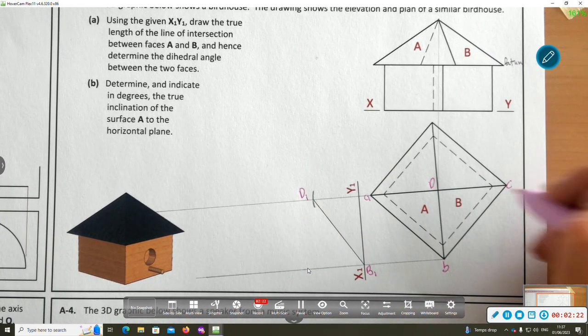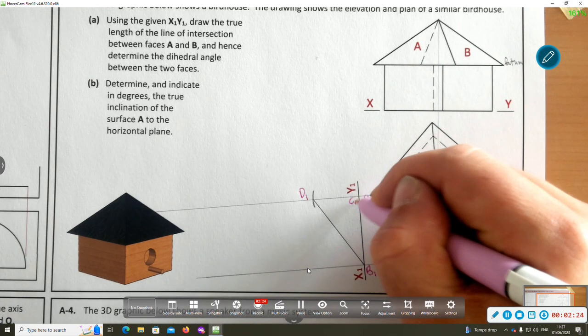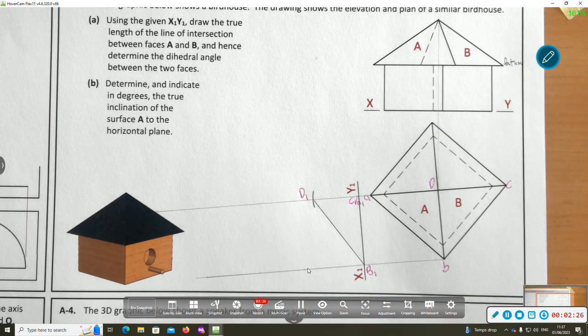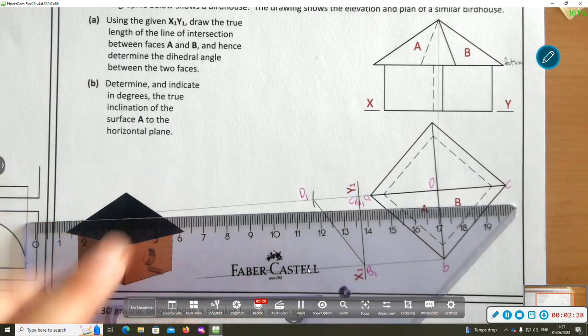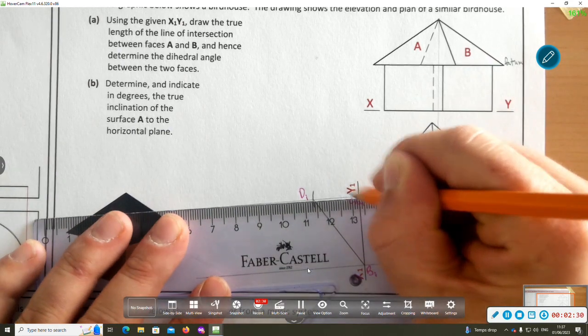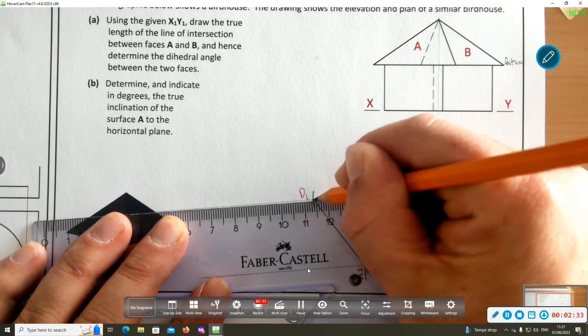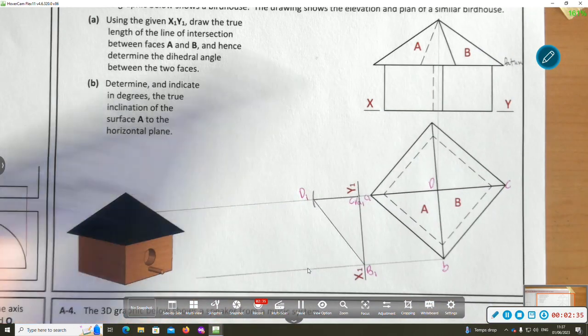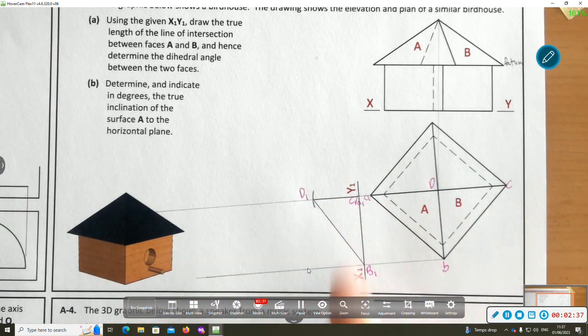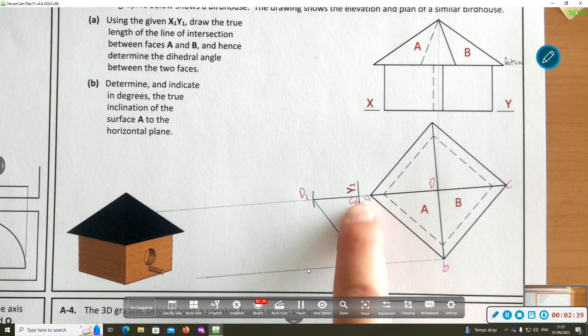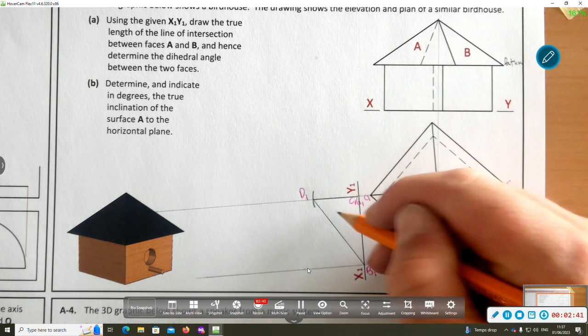Okay, here's C1/A1. And then we can connect D1 to C1, because that is that surface B there.